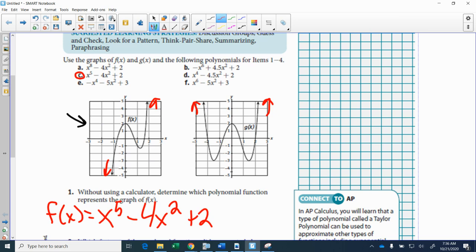So now I want to think about a couple more things. First off, we know end behavior is going up. The next thing I can say is that this has to be positive. If both of my end behaviors are going up, then that tells me this has to be a positive function. So automatically that can cancel out B and E right off the bat. It's got to be a positive function.